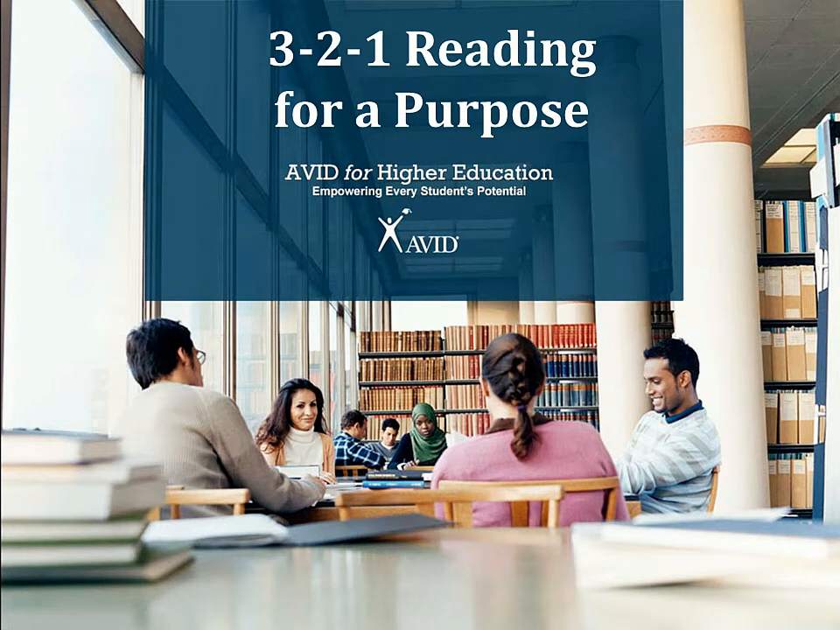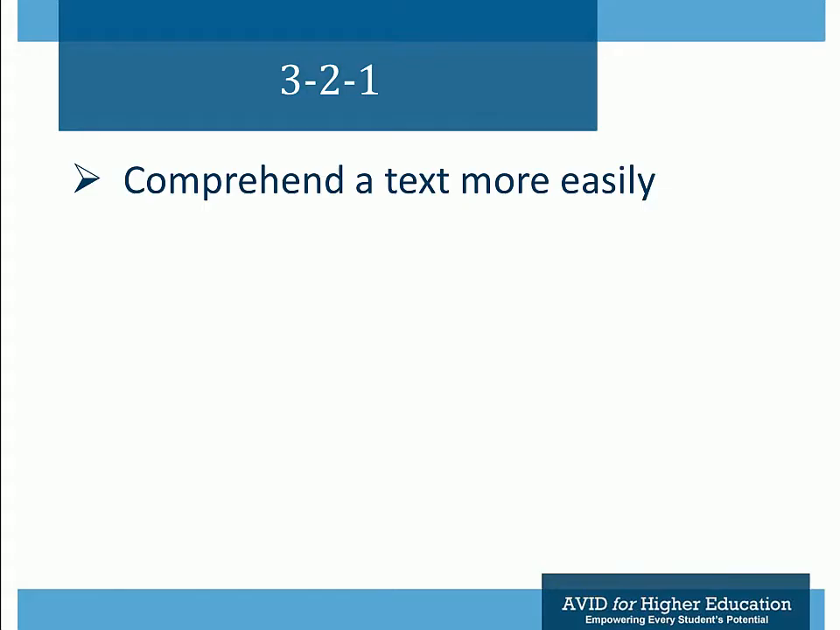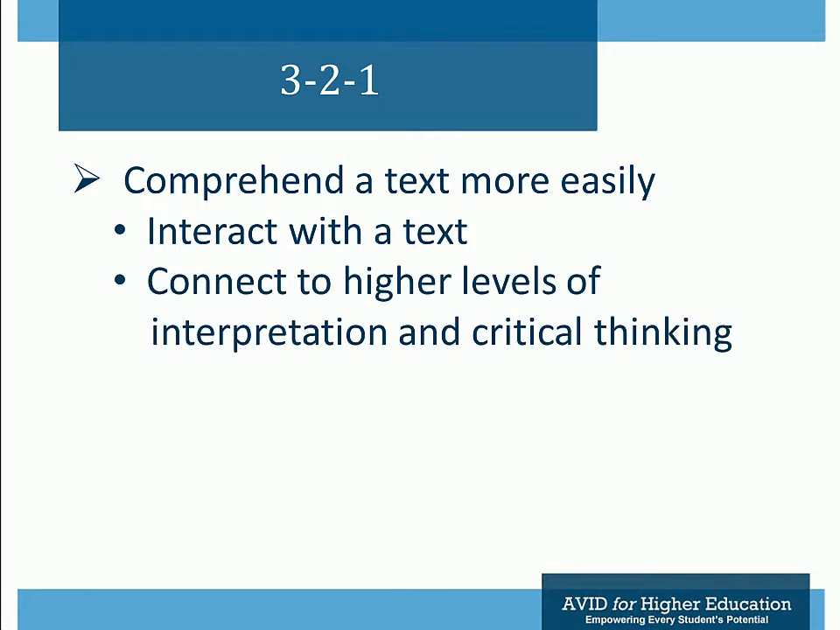3-2-1 Reading for a Purpose. When you understand the purpose of a reading assignment, you can comprehend the text more easily. The 3-2-1 strategy provides a method through which you can interact with the text more readily. This, in turn, will help you connect to higher levels of interpretation and critical thinking.